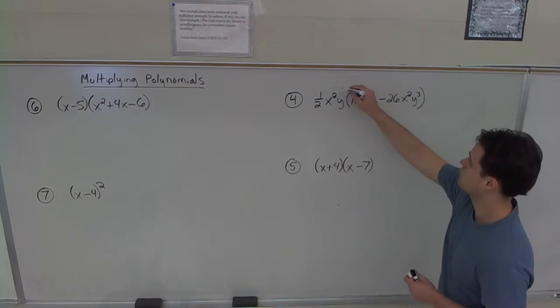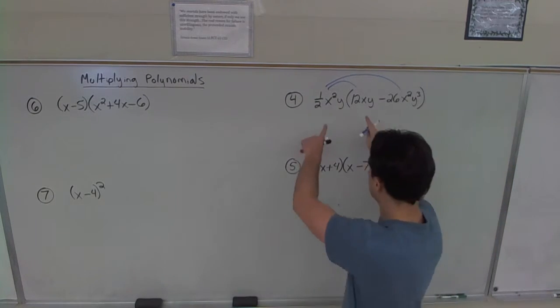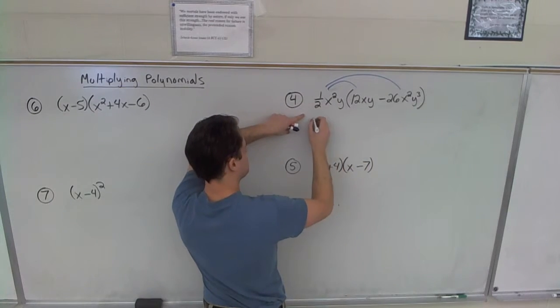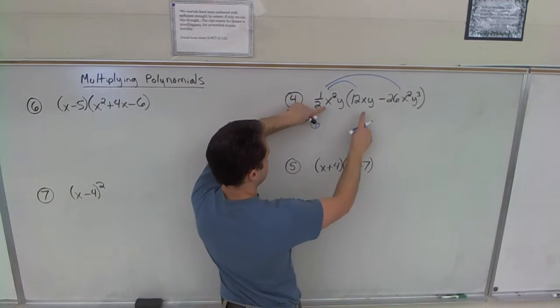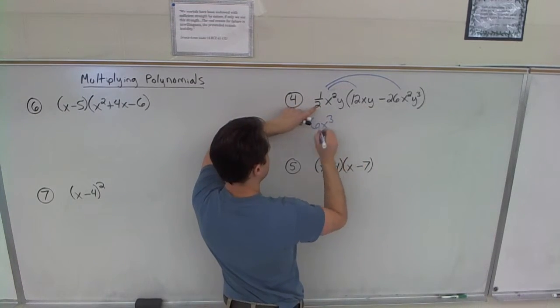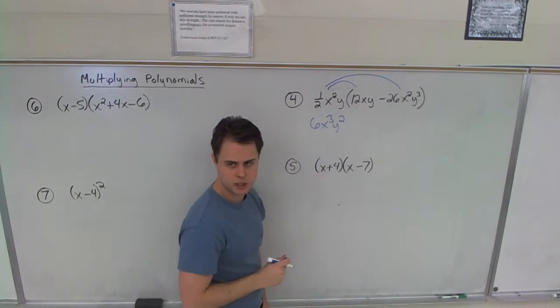Distribute. Okay, I'm just going to have 2 distributes this time. Here, 6, because half of 12 is 6, right? Half times 12 is 6. X cubed, y squared. Done. Nice. That one's all done.